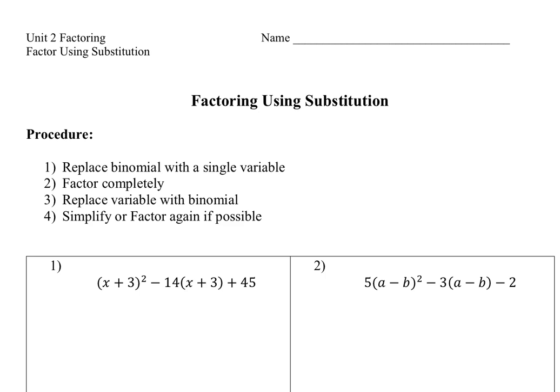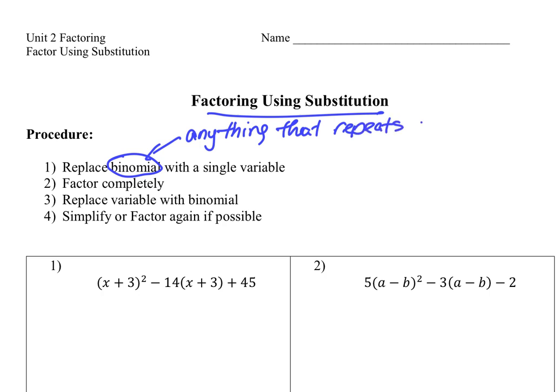All right, today we are factoring using a substitution. The idea is you replace a binomial, or really anything that repeats or is confusing. When we're doing them here, it's really just a binomial most of the time. So then we factor completely, and then we replace everything back in.